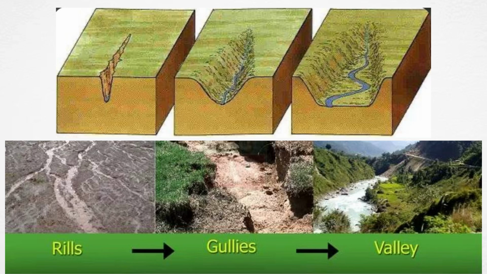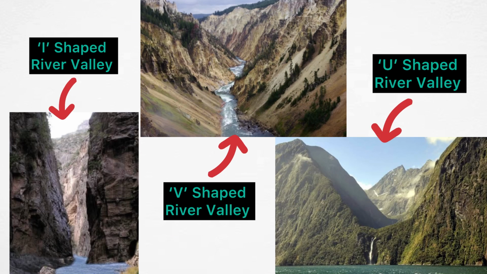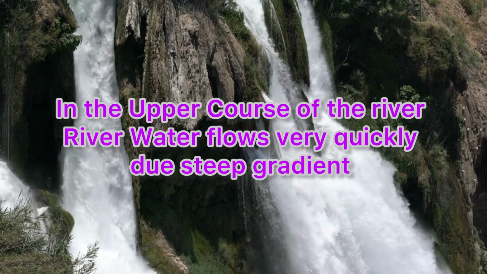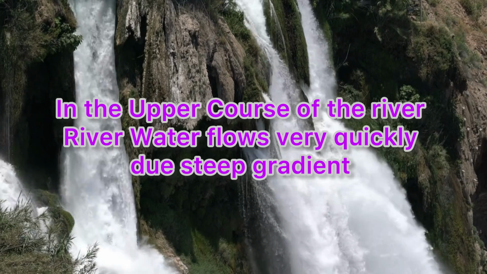Over time, due to further erosion, rill gradually turns into gully, and due to continuous erosion of the river, gully becomes more deep and wide, and then gully changes into river valley. River valley can be I-shaped and V-shaped, but when glacier moves from the V-shaped river valley, then river valley turns into U-shaped. Due to steep gradient in the upper course of the river, river water flows very fast.